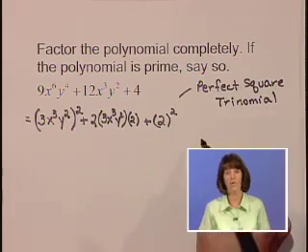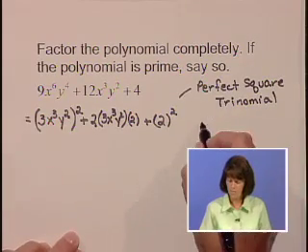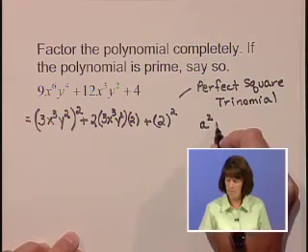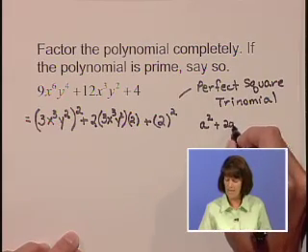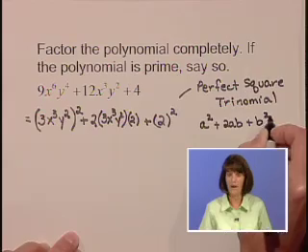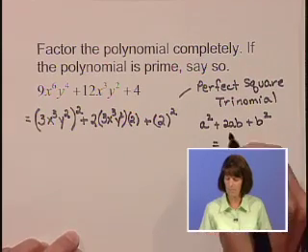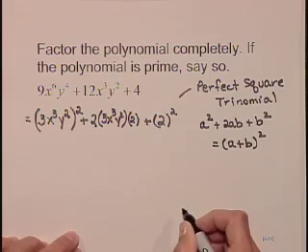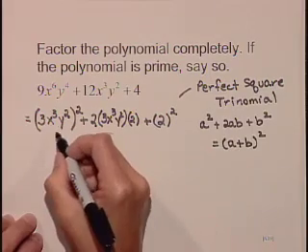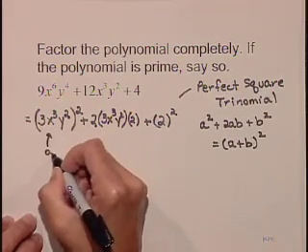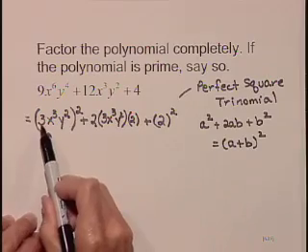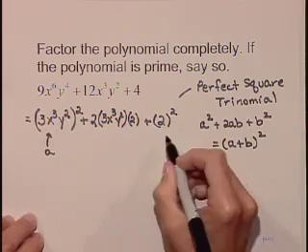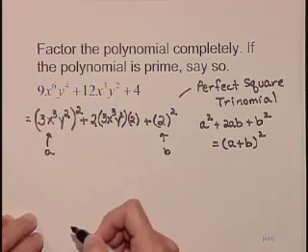The factorization form for this perfect square trinomial is going to fit this format or formula. A squared plus 2ab plus b squared will factor as a plus b quantity squared. In our polynomial, a is represented by the quantity 3x to the 3rd y squared. B will be represented by the value 2.